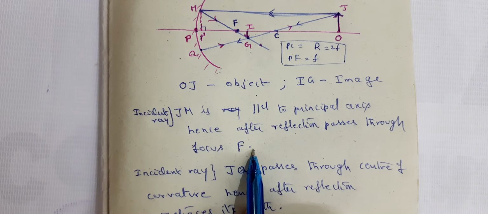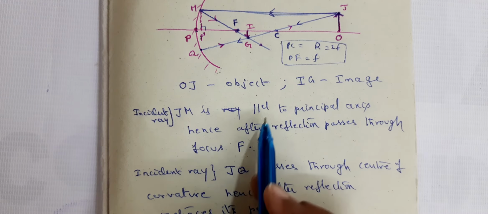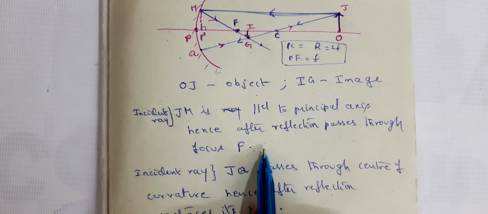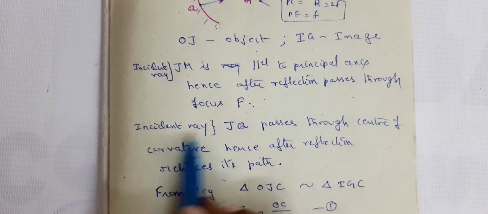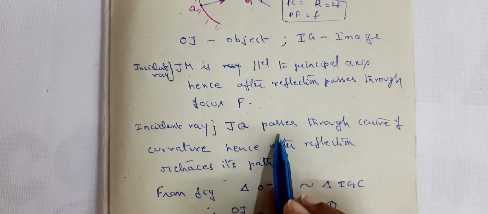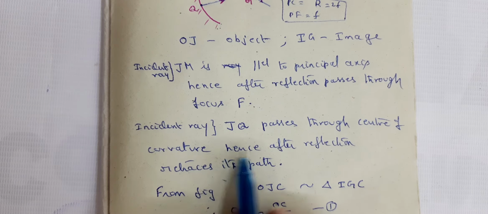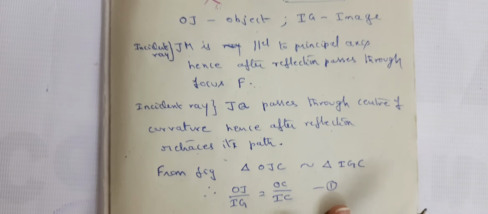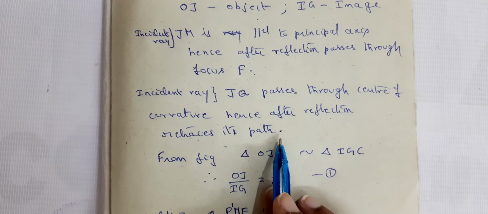It is very, very important, children, to mention how the ray after reflection is behaving. Very, very important. Don't miss it out. Now the other incident ray is JQ, which passes through the center of curvature. Hence, after reflection, it retraces its path. Again, it goes back along the same path.